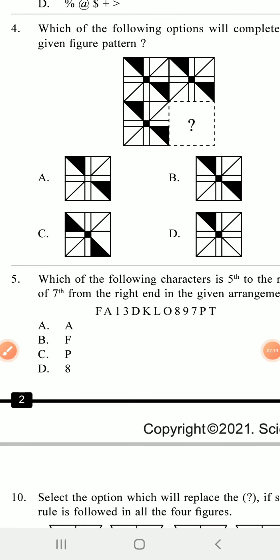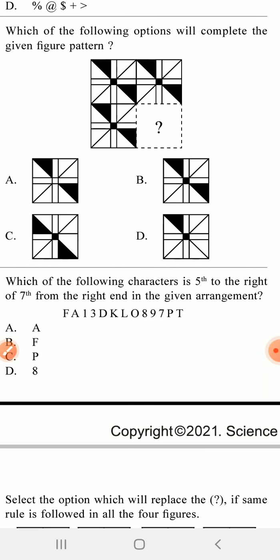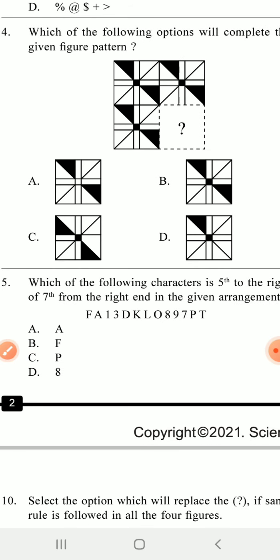Which of the following characters is fifth to the right of seventh from the right end of the given arrangement? So what do you see? 5 C is the answer. P.